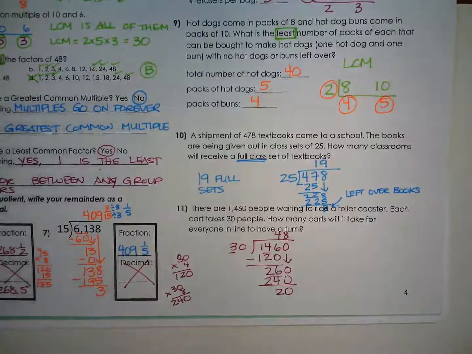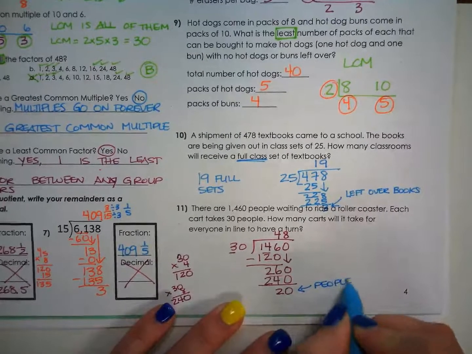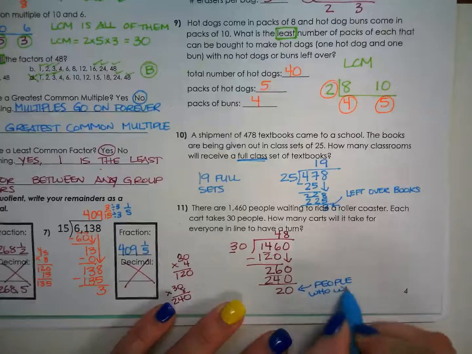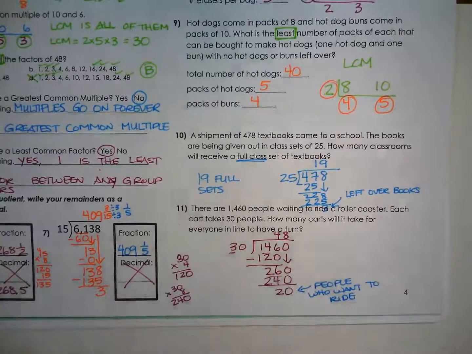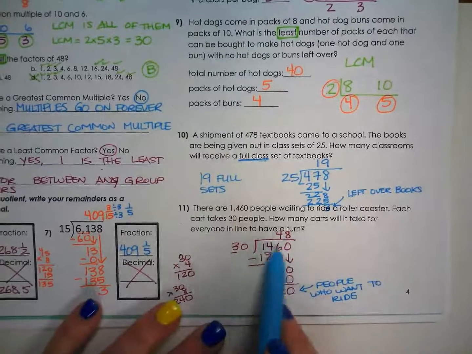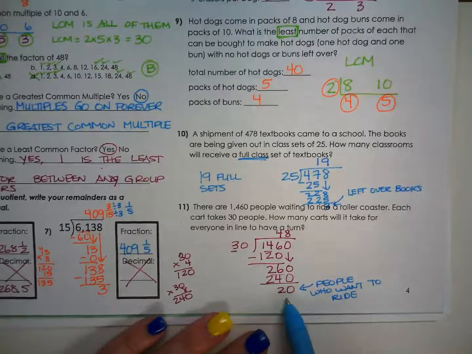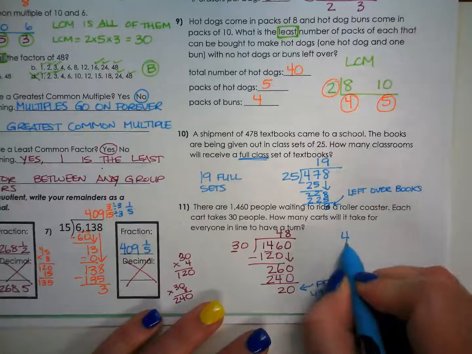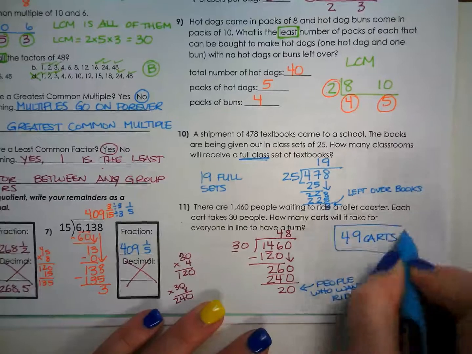Now in this case, the 20 represents people who want to ride. I still have to make sure that they ride the ride. So 48 full carts are going to go down, but I need to add an additional cart to make sure that those 20 people also get to ride. So there will be 49 carts to make sure that everybody gets to ride.